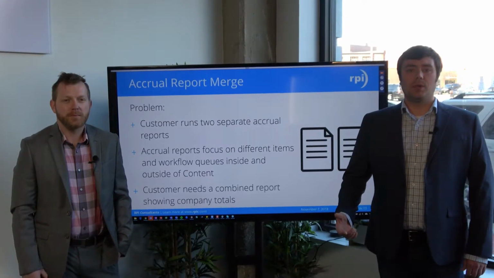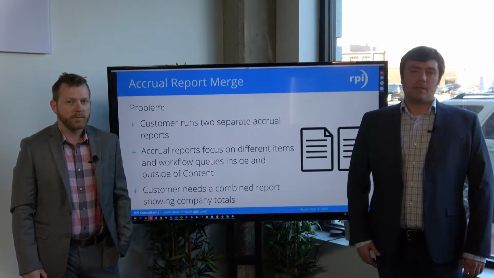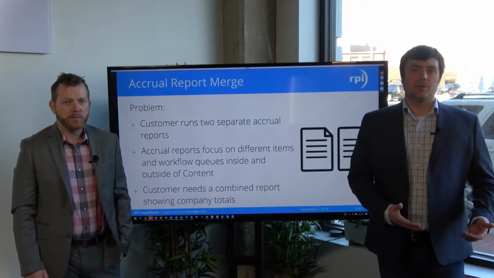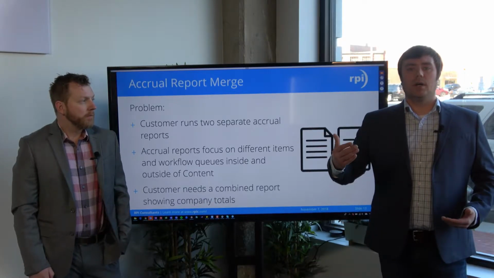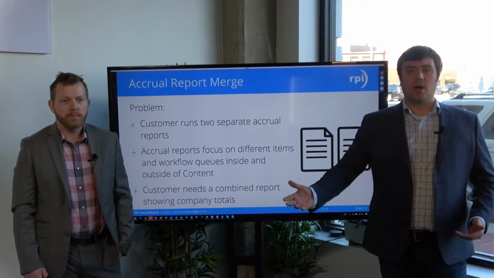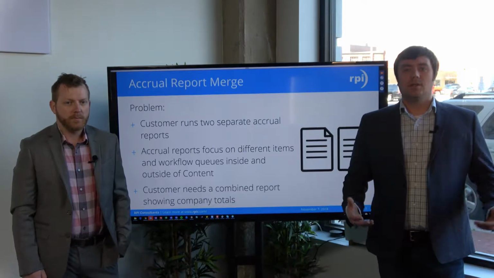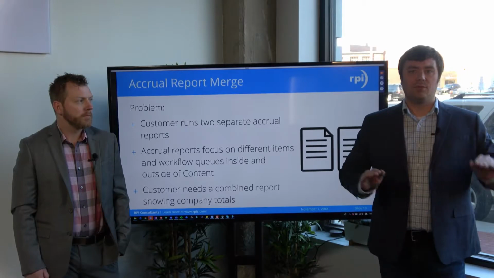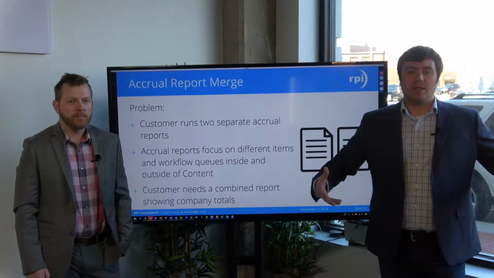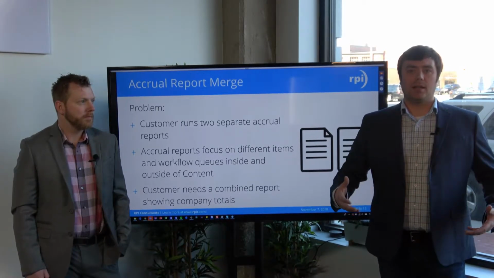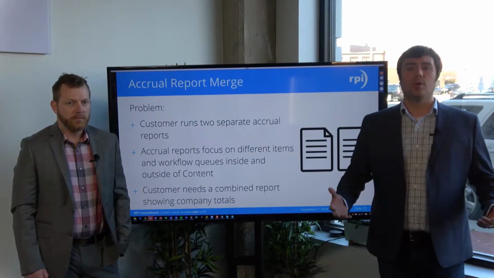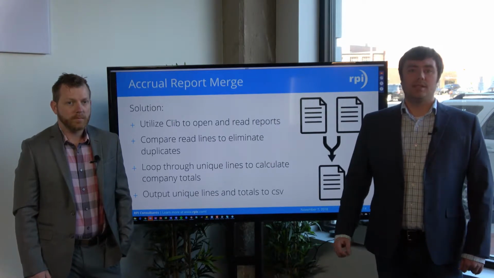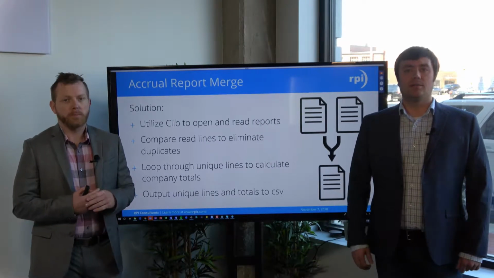So the first example is an accrual report merge. The problem that a customer had was they were generating an accrual report inside of Perceptive Content, but then also creating their own manual report through a different process outside of content. So some of the data may be similar, but they're also pulled from different areas. So they wanted a way to merge these reports together so that they had a complete report that showed their true accrual.